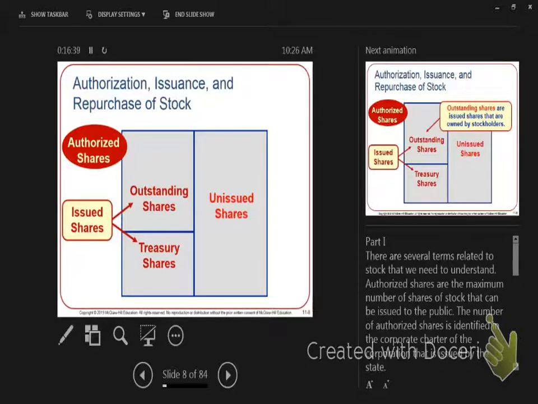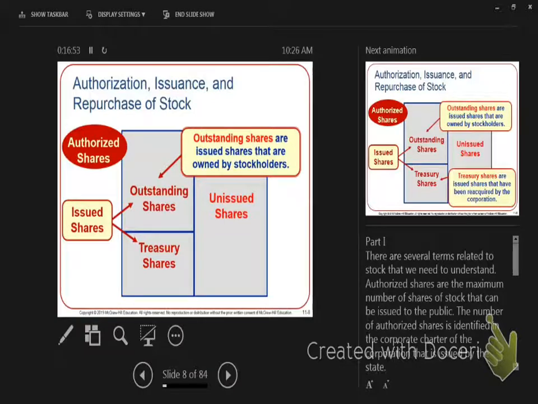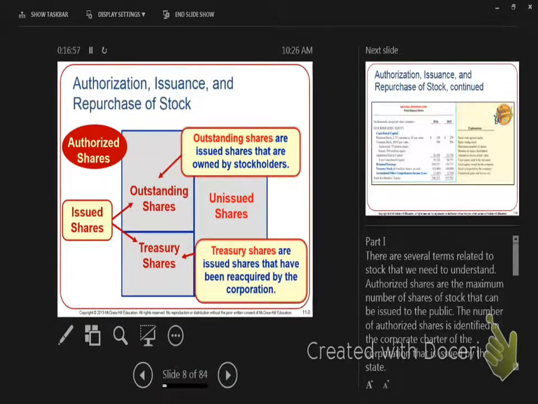It is not owned by the company. The company has not bought it. The company could buy it, but the company has not bought it. And we're going to talk about why a company would buy its own stock in a second. All right, so outstanding is owned by stockholders, and treasury is shares that have been reacquired by the corporation.